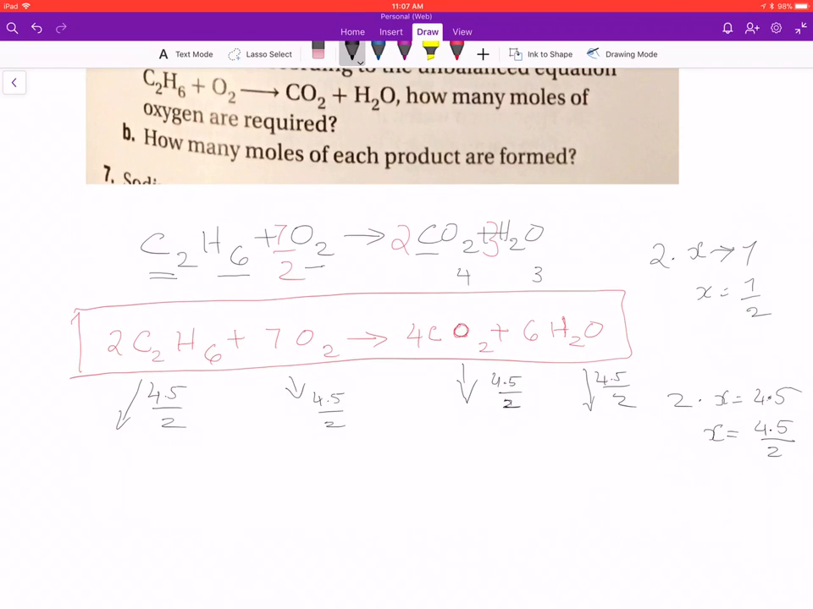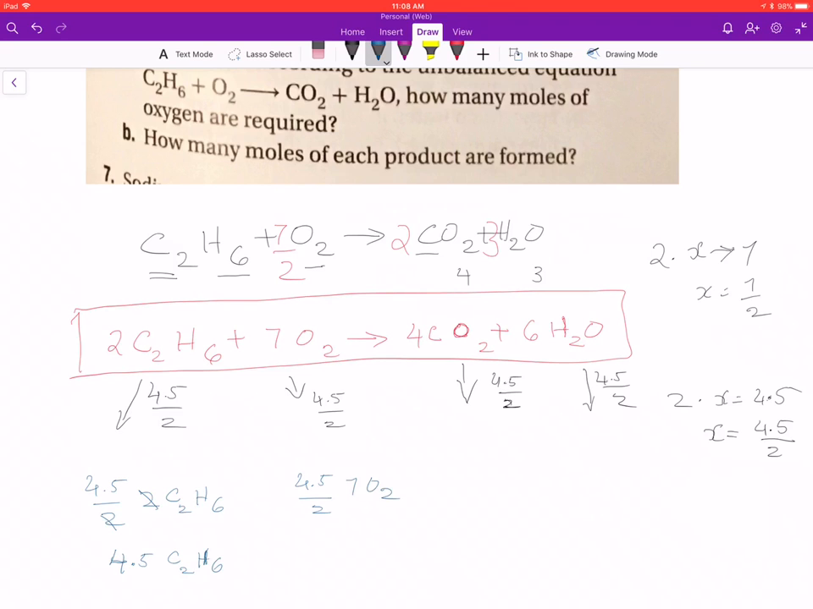So let's do that. So 4.5 by 2 times 2C2H6. Okay, that is, how much is that? That is 4.5 C2H6, right? Okay, now you multiply 4.5 by 2 with 7O2. So what is that?